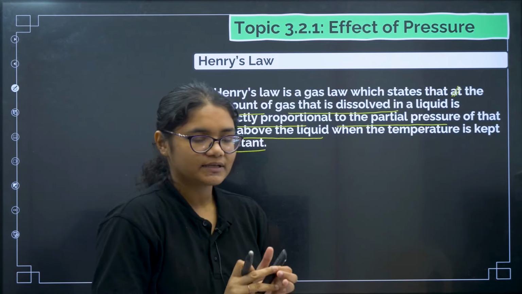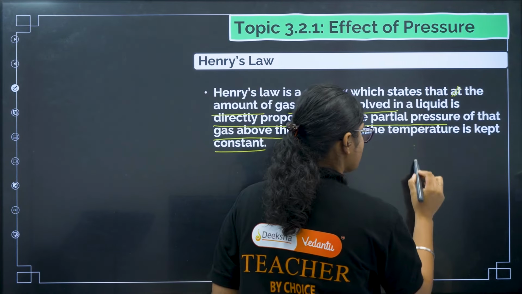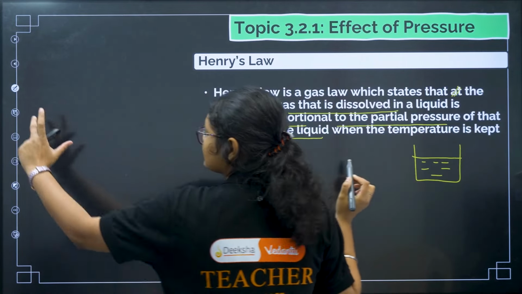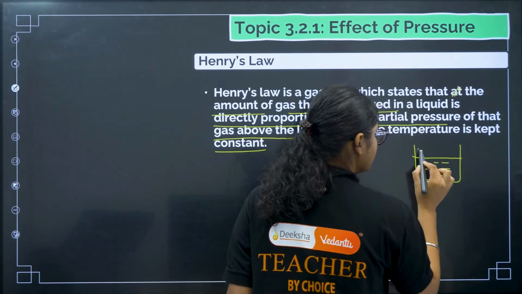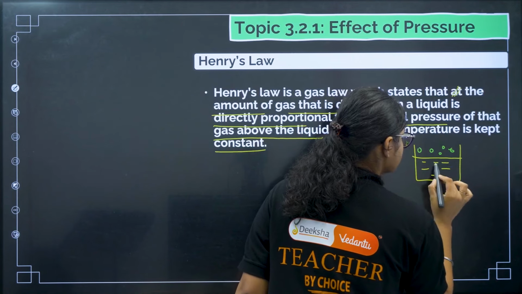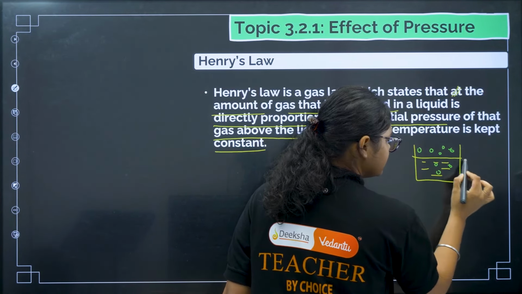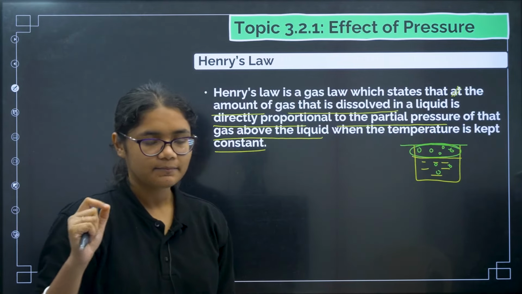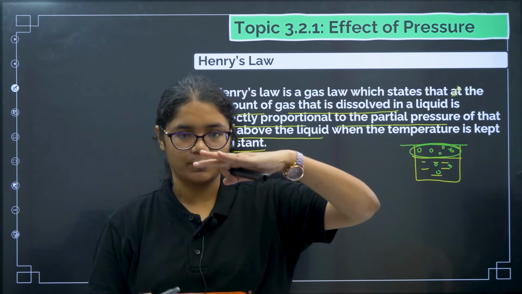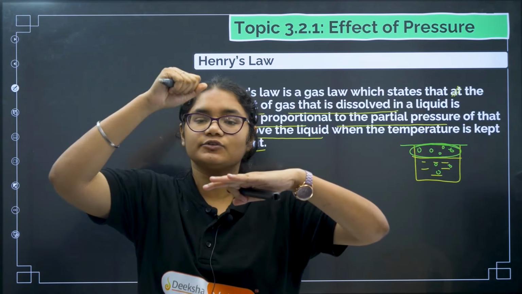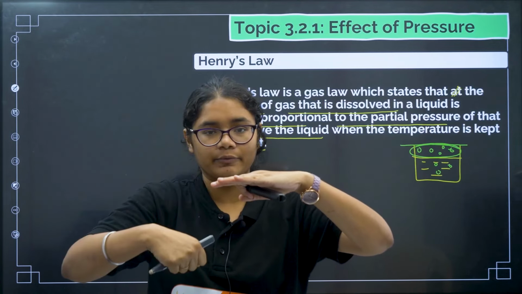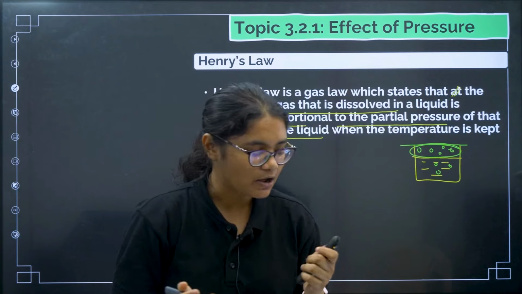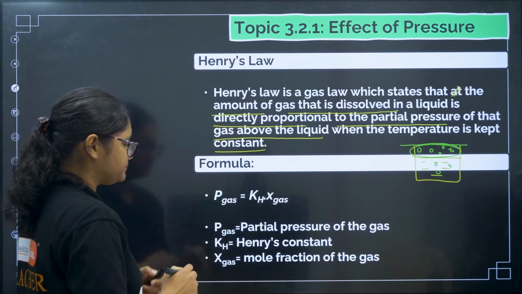Suppose I have a container here, and here there is liquid and here is some gas. There are some gas particles here. So the solubility of this gas in this liquid will depend on the pressure of this gas. There is a container, there is a liquid, above the liquid there is a gas. So how much gas will dissolve in this liquid will depend on the partial pressure of this gas.